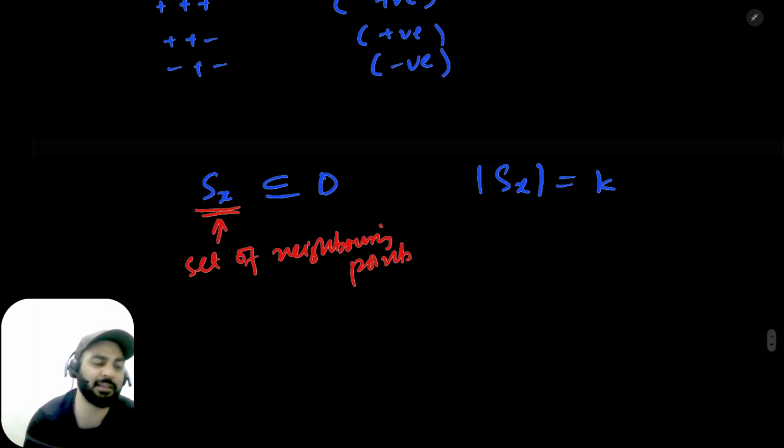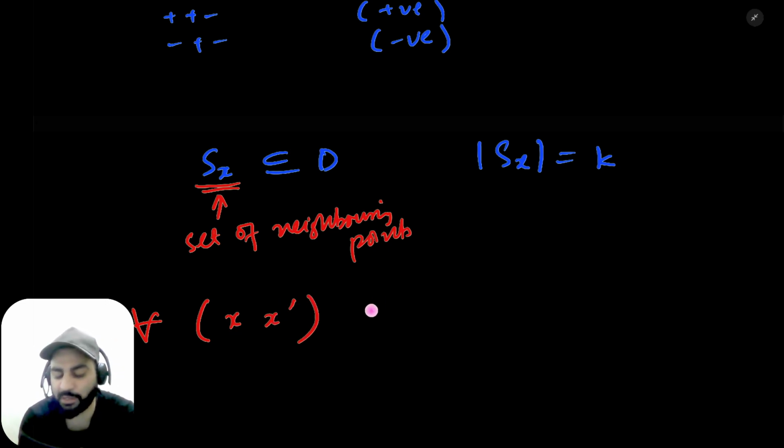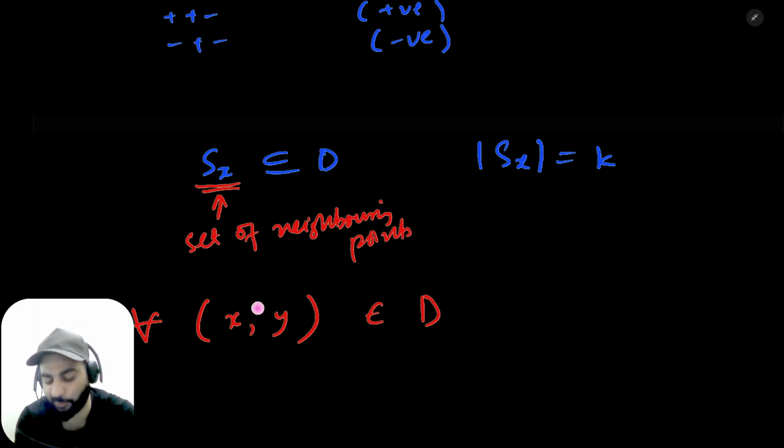And then I said, for all, let's take two points. Let's take this point x and any other point x dash. Let's suppose these points belong to the data set. This is a data point, let's say x comma y. For all data points x comma y, this is one data point, this is its label and this is x, for all which belong to the data set but do not belong to Sx.